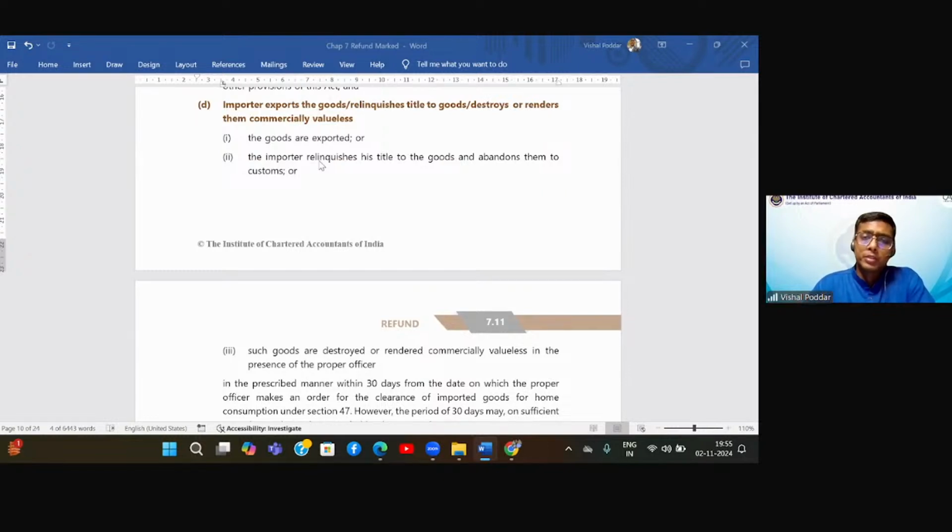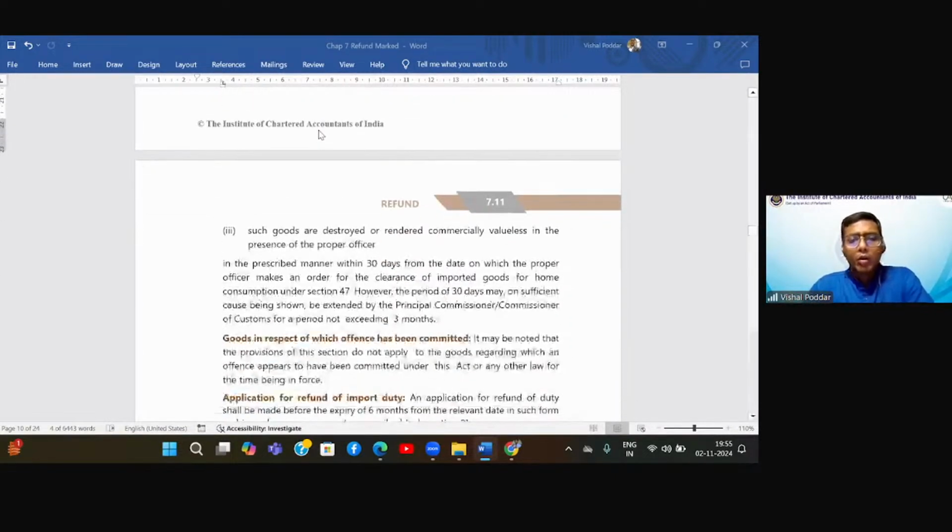So you abandon them. This is one of the options which we studied in the initial chapters, that instead of clearing the goods, you can abandon them. And if you have already paid the duty because you have self-assessed earlier, you can get the refund. Or you destroy the goods there itself, or you make them commercially valueless.